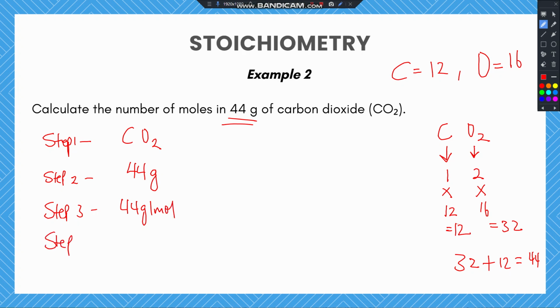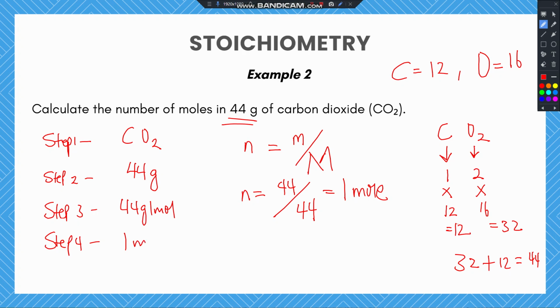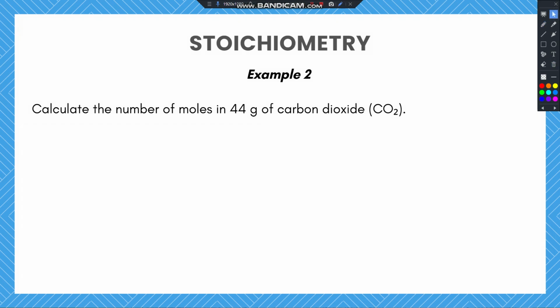Step number 4 would be to substitute and solve. The formula says N, the number of moles, is equal to the mass of the substance, m, divided by the molecular mass of the substance, capital M. So N is equal to, what's the mass of the substance? 44 grams divided by the molecular mass, which is also 44. We still have 1 mole as the answer. So can you see how these 4 steps were brought into synergy to attain the answer to the question?